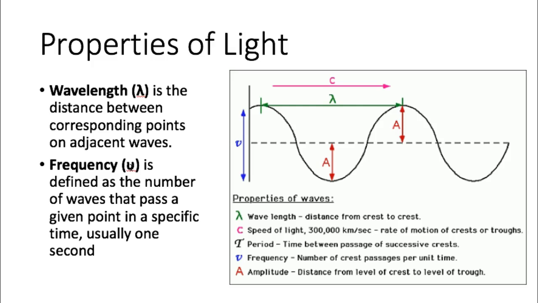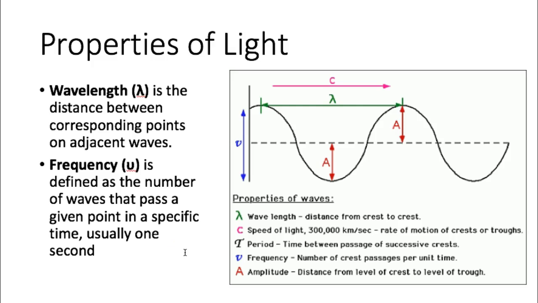Frequency, or the Greek letter mu, is defined as the number of waves that pass a given point in a specific time, usually 1 second. So if I was standing right here and I was counting how many of these waves pass in 1 second, that would be the frequency.